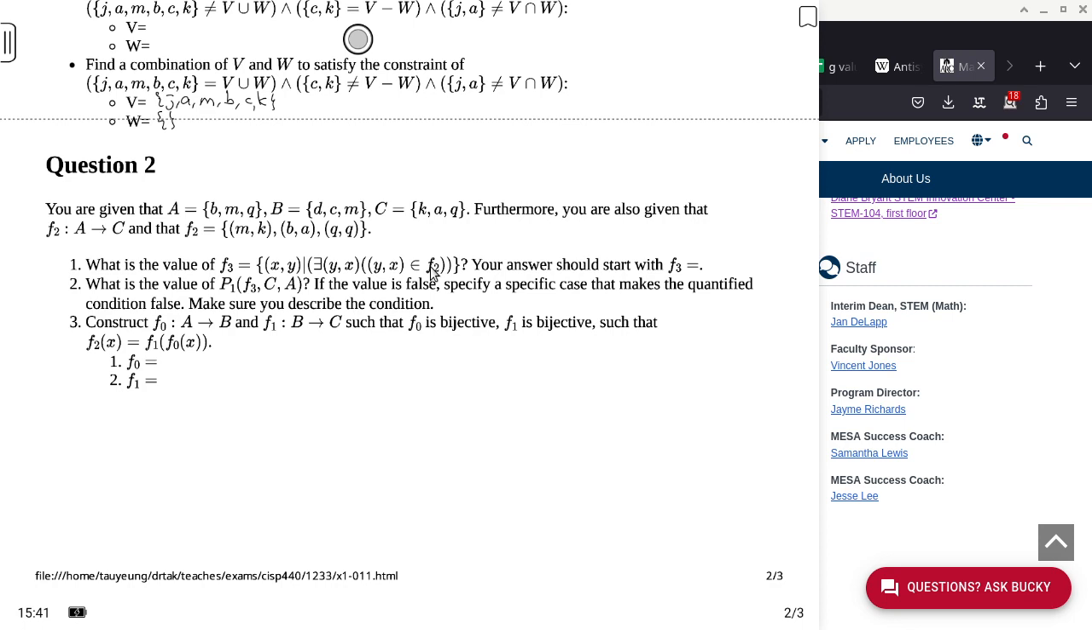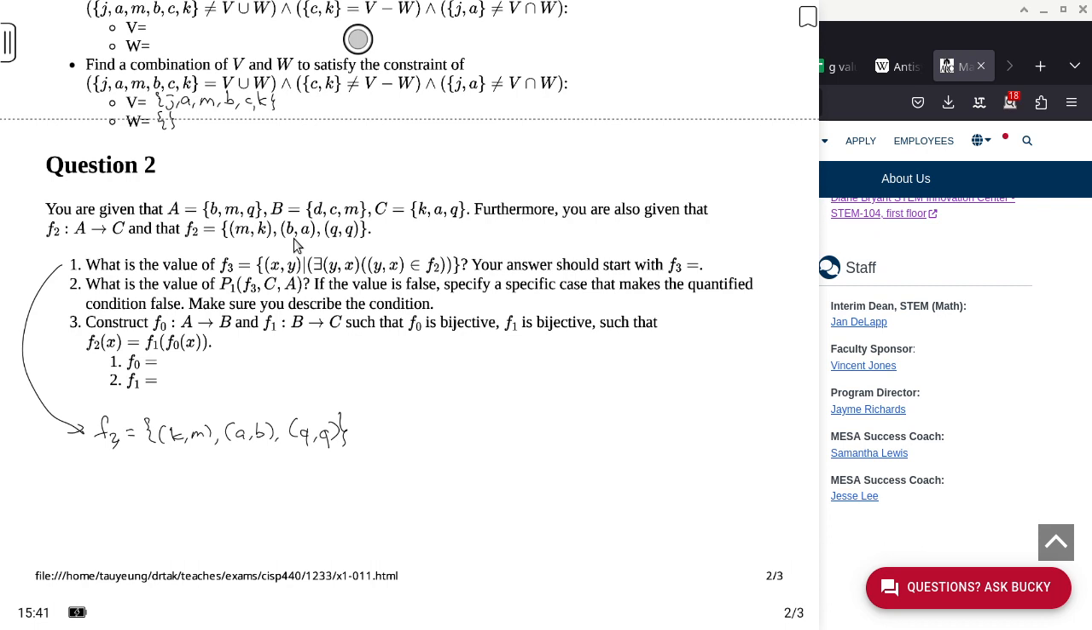So now the question is, given F2 is defined like this, what is the inverse? MK becomes KM, BA becomes AB, and then QQ is still QQ. That's it, right? Okay, so we say F3 is the set that has KM, AB, and QQ in it. All right, so that answers your part one.